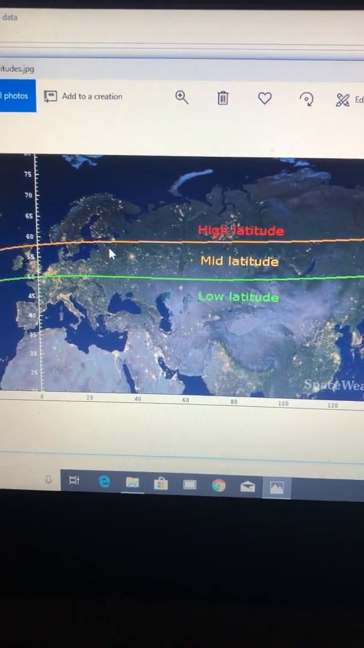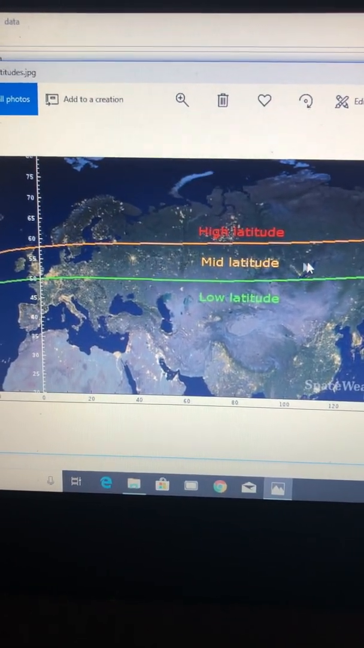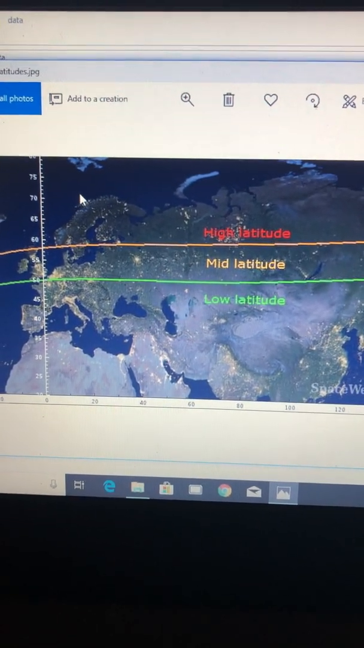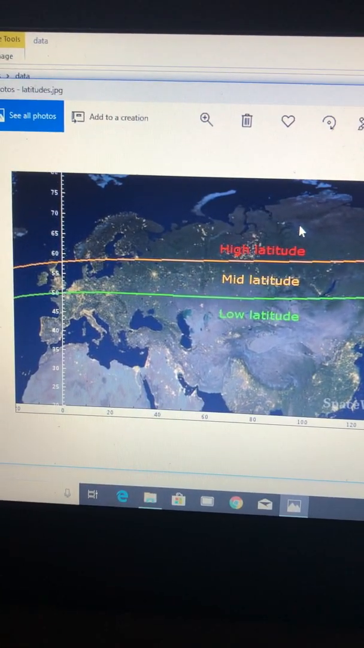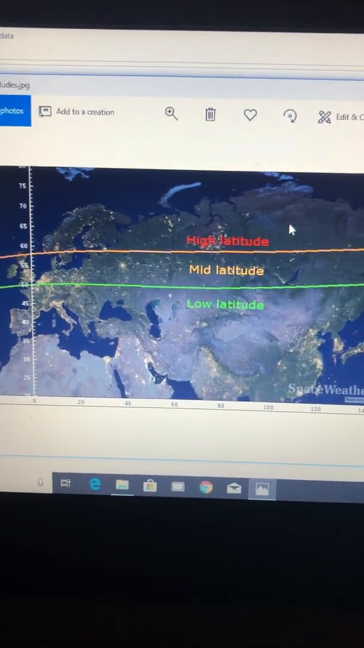KP 7, 6 and 5 in here, that's where you'll see the green auroras, okay? And then 0, 1, 2, 3, 4, you'll see the green auroras in this section. Do you get what I mean now? Hopefully it makes sense.